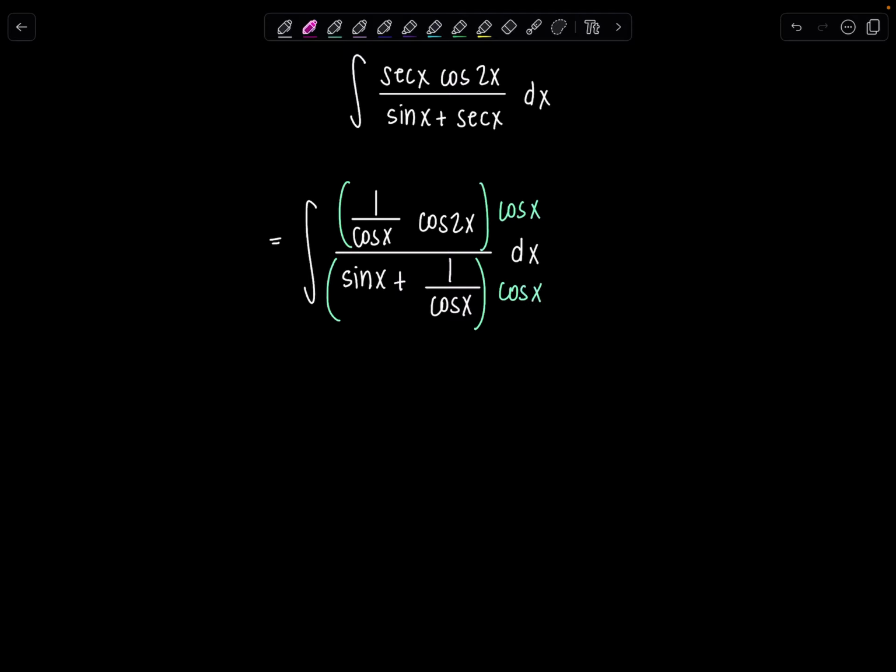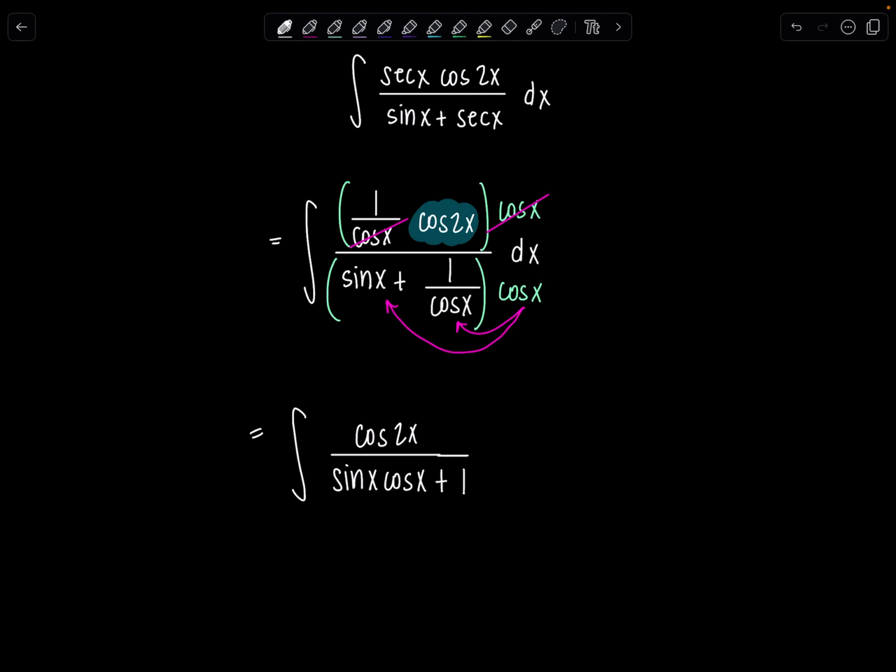So in the numerator, this cosine x will just cancel out completely. Beautiful. So I'm just going to be left with, can you see what's left in the numerator? Just that cosine 2x. Okay, great. And then in the denominator, cosine x needs to distribute. So I'm going to have sine x cosine x plus 1. Yes? dx.